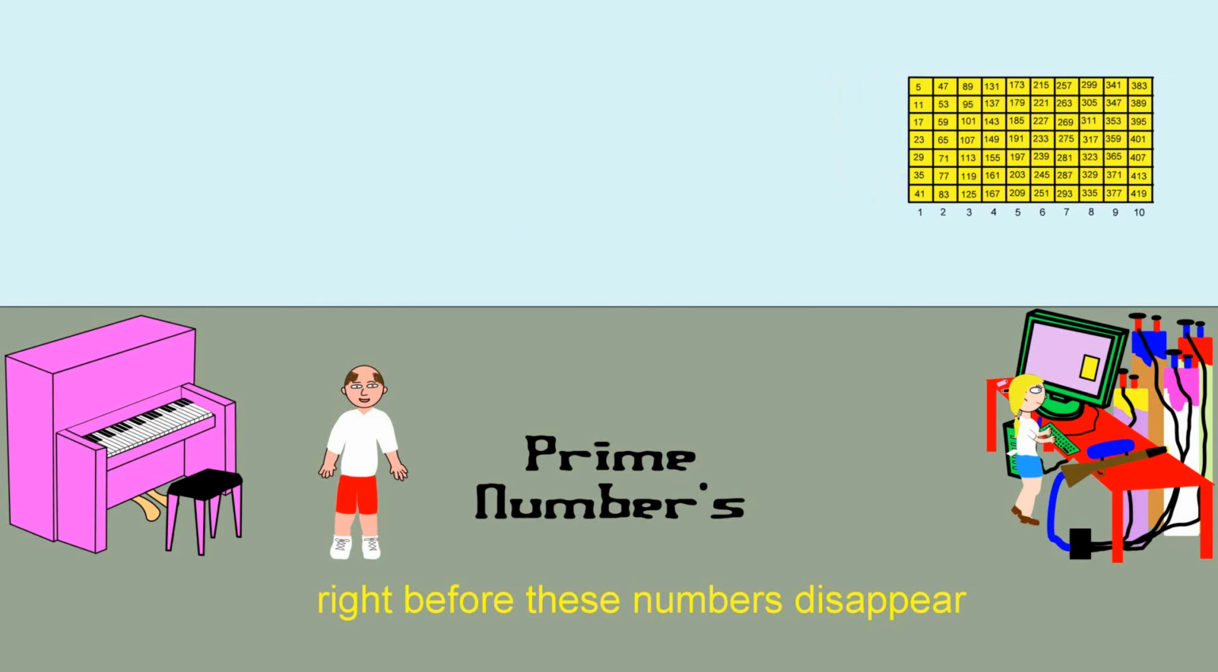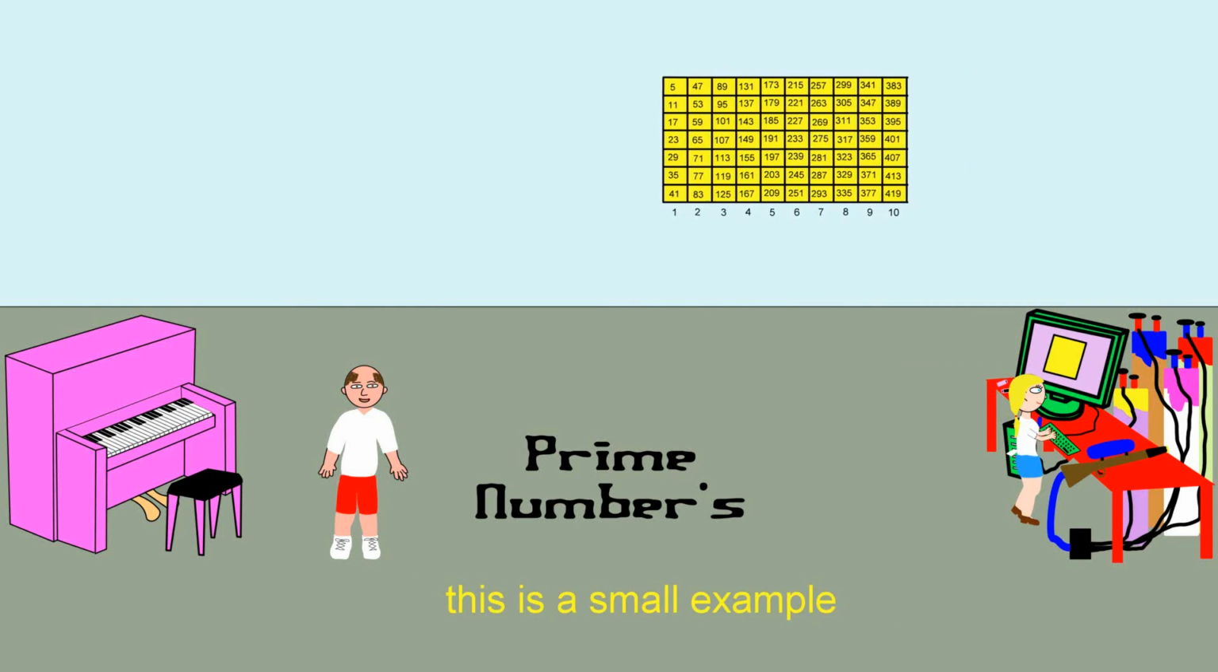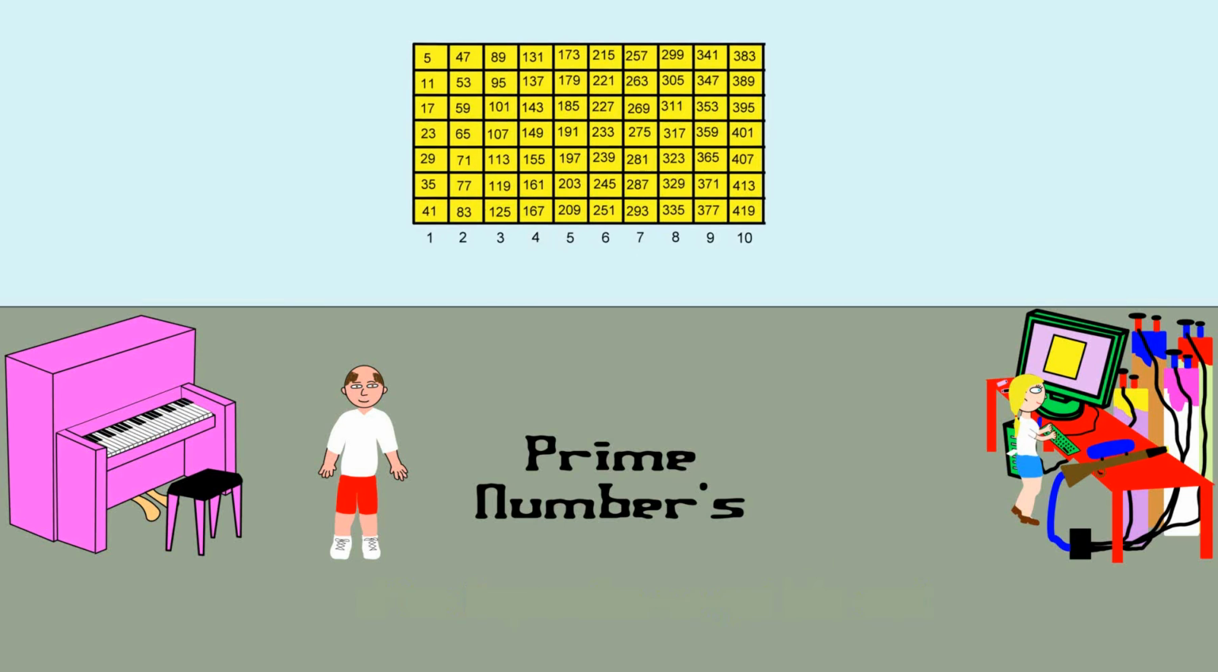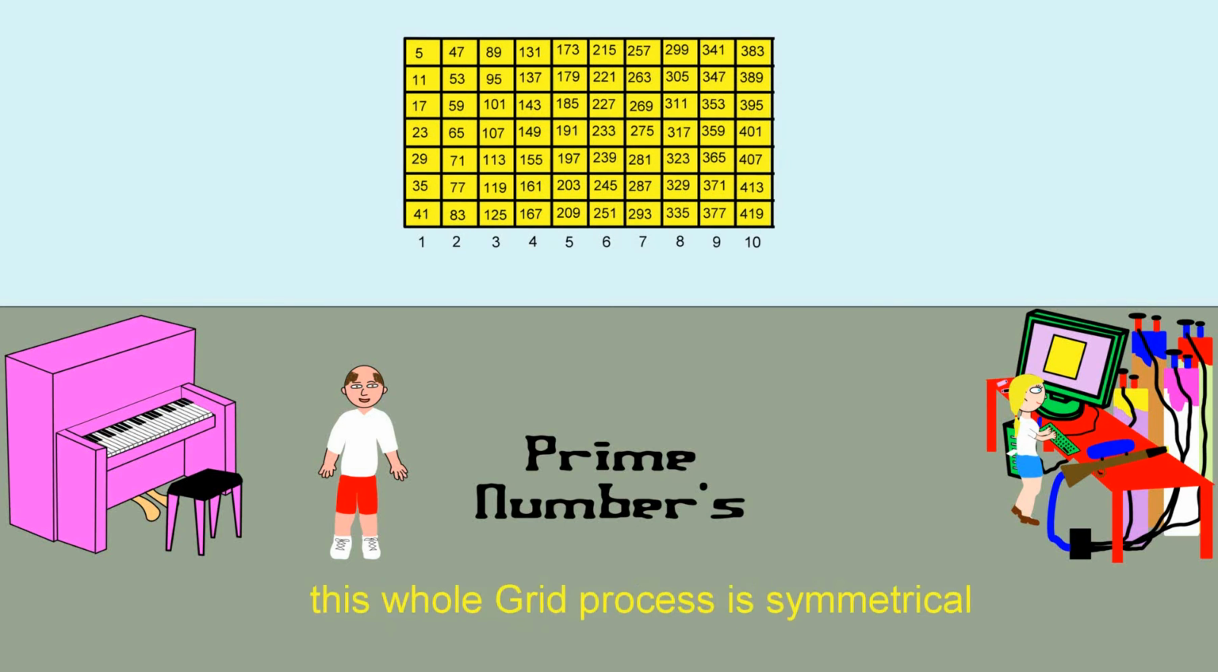Right before these numbers disappear, I want to show you something about the expansion. This is a small example, but it will give you a gist of the expansion we get into next. As you may have figured out by now, this whole grid process is symmetrical. Look at the first column, the numbers 5 through 41. Now the second column, the 47 to 83. They are just the first column plus 42. 5 plus 42 equals 47. The 11 plus 42 equals 53, and so on.